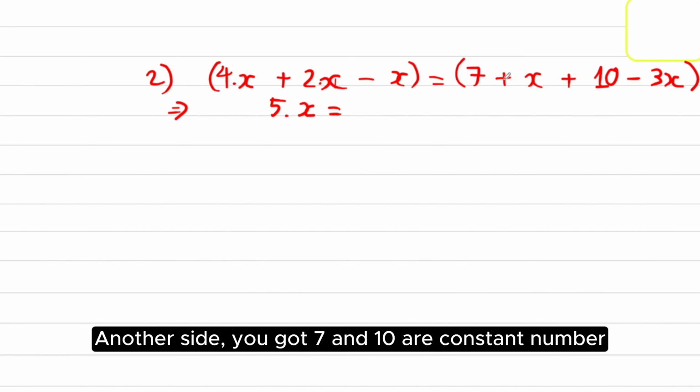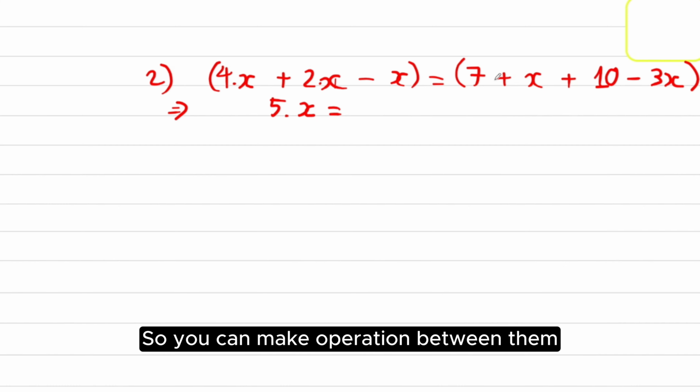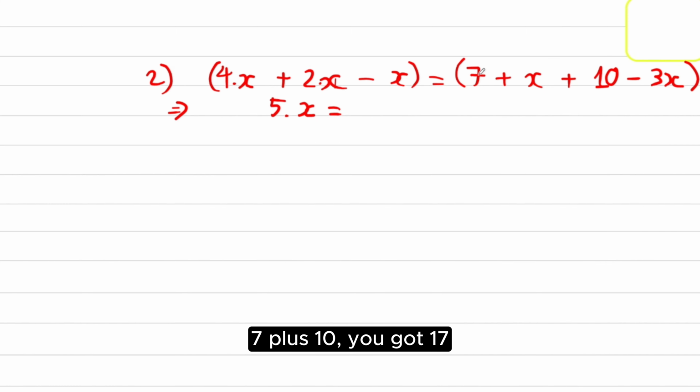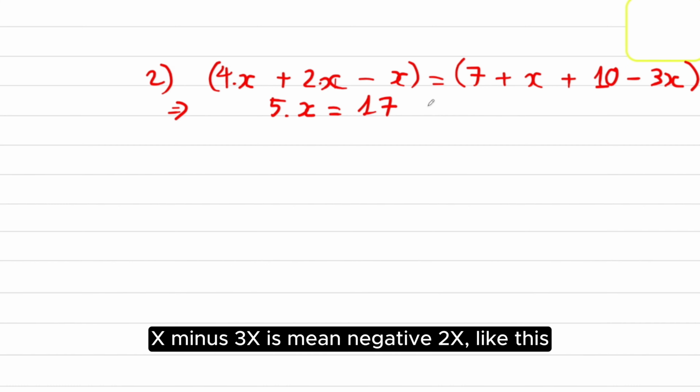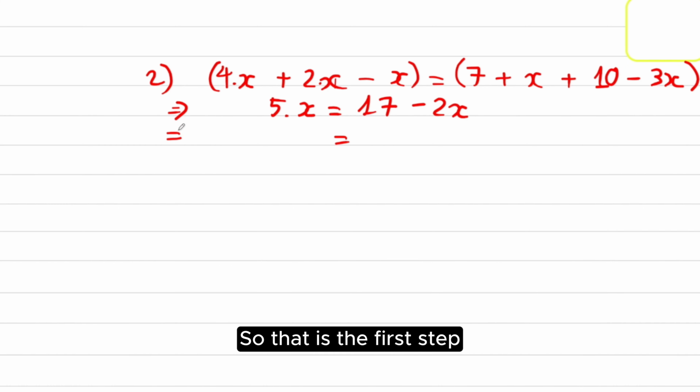On the other side you have 7 and 10, which are constant numbers, so you can operate on them. 7 + 10 gives 17. And how about x and -3x? x minus 3x means negative 2x. Okay, so that is the first step.